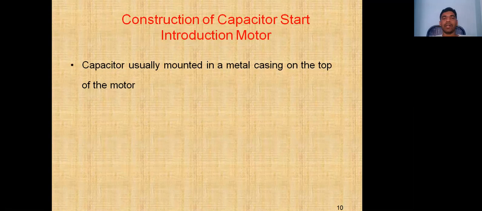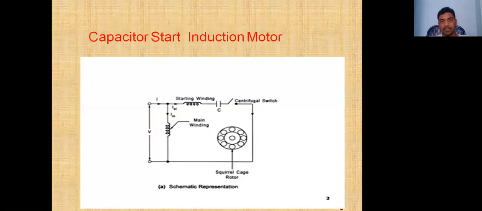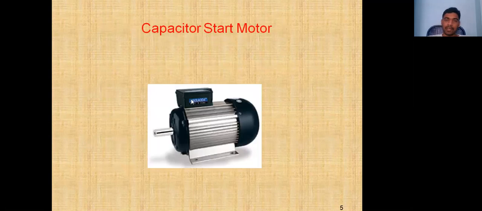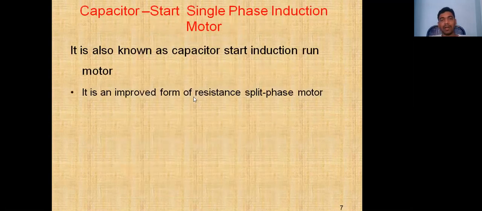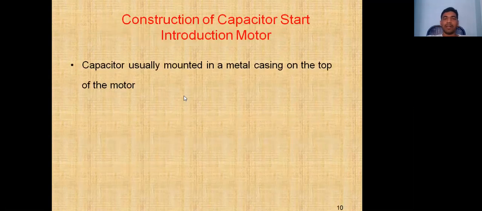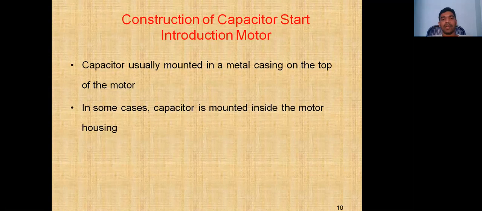Capacitor is usually mounted in a metal casing on the top of the motor. In some cases, the capacitor is mounted inside the motor housing.